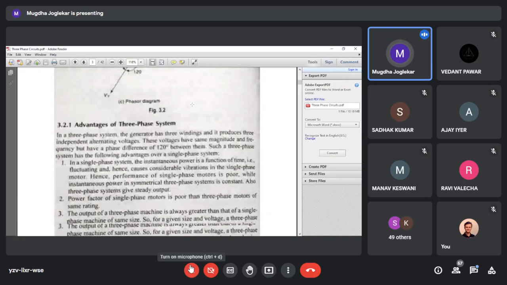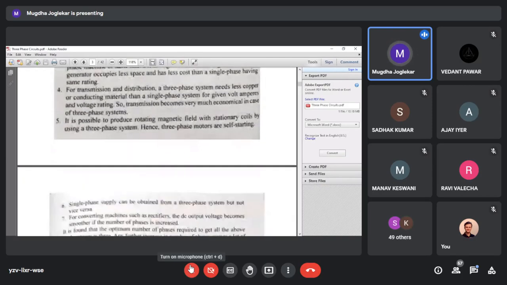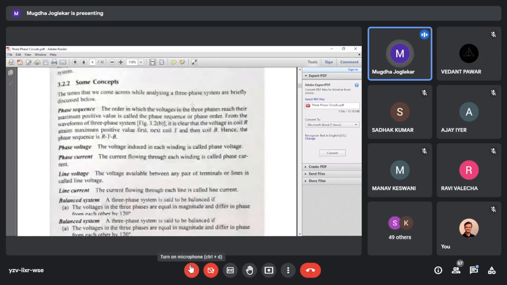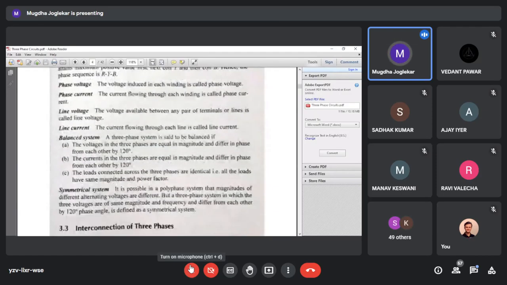Right, and in this, the main thing is we require a balanced system. A three-phase system is said to be balanced when the voltages in three phases are equal in magnitude but differ by 120 degrees from each other. As I told you earlier, VR is Vm sin omega t, VY is Vm sin(omega t minus 120), and VB is Vm sin(omega t minus 240). So this is the main thing that you're supposed to remember.